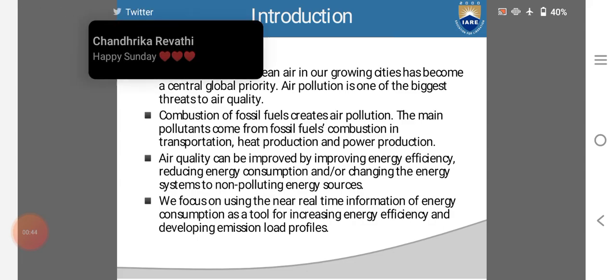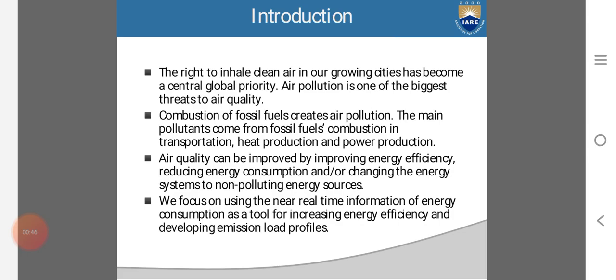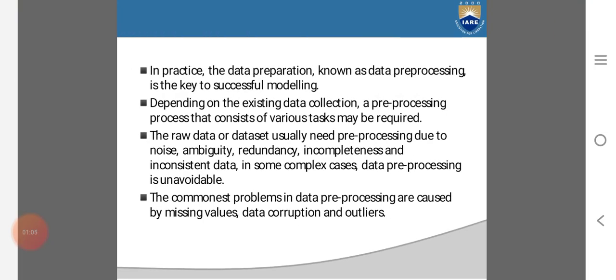Air quality can be improved by improving energy efficiency, reducing energy consumption, and/or changing the energy systems to non-polluting energy resources. We focus on using near real-time information of energy consumption as a tool for increasing energy efficiency and developing emission load profiles. In practice, data preparation, known as data pre-processing, is the key to successful modeling.